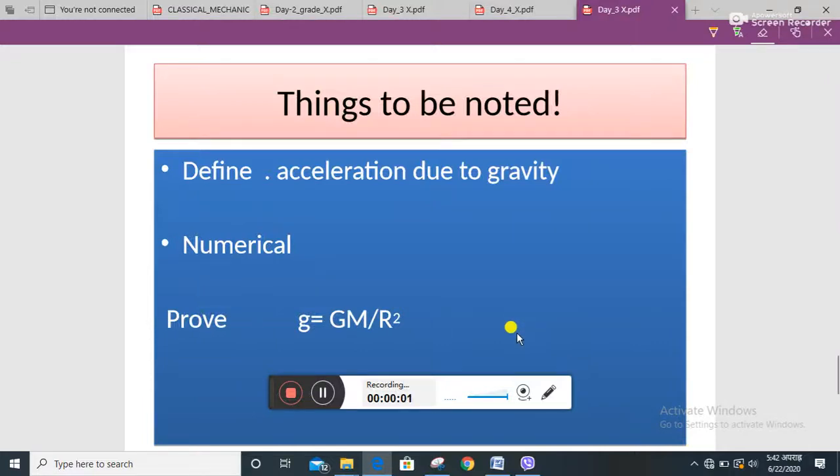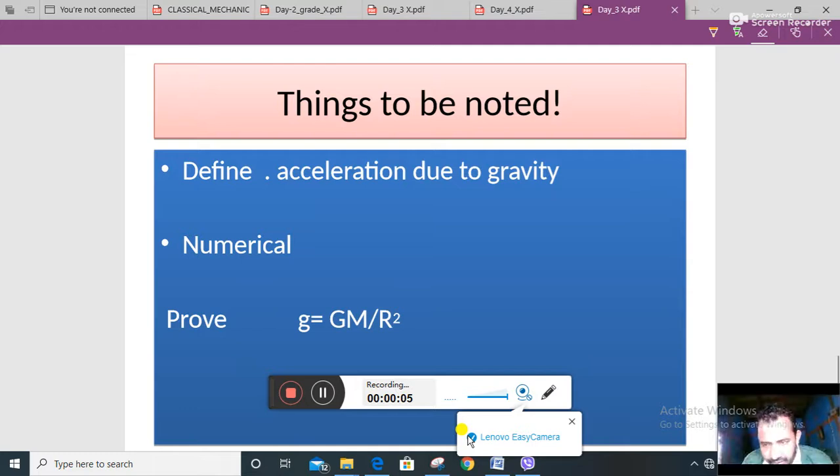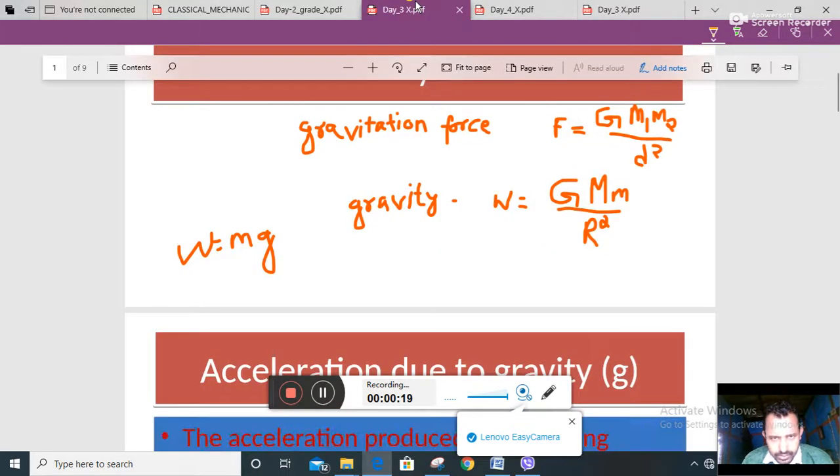Welcome to today's class. Today we'll discuss acceleration due to gravity, its numericals, and one formula to prove: acceleration due to gravity is equal to GM by r square. Now you can see over here. Let's recall gravitation force. The force of attraction between any two masses having a finite distance is called gravitation force, and it is given by F equals Gm1m2 by d square.